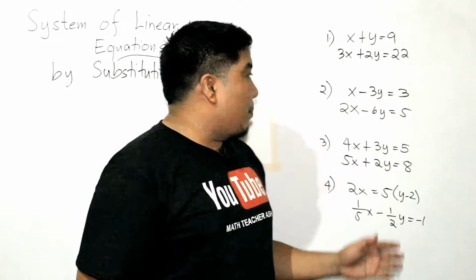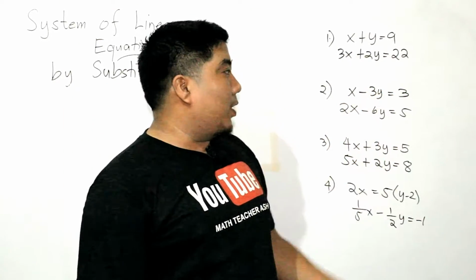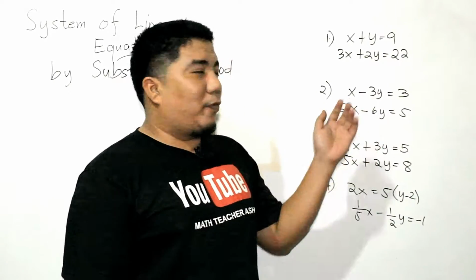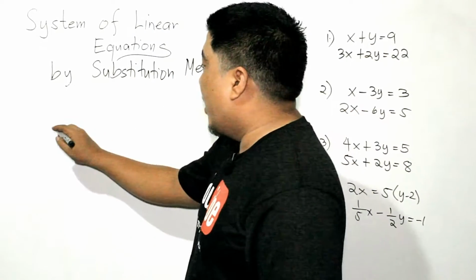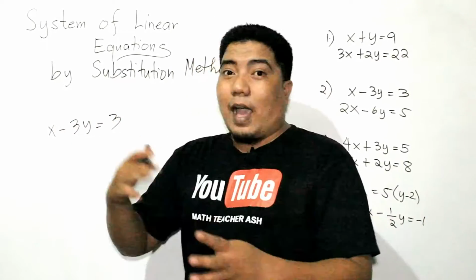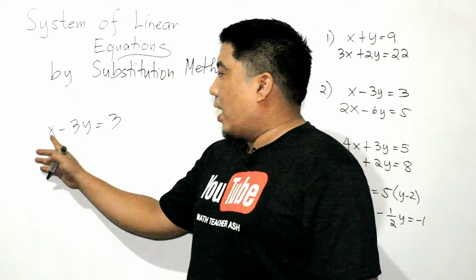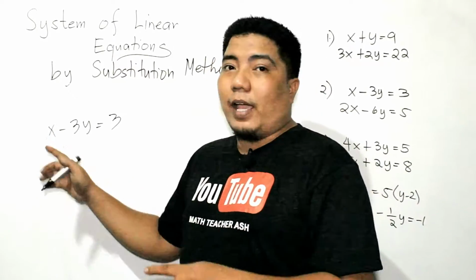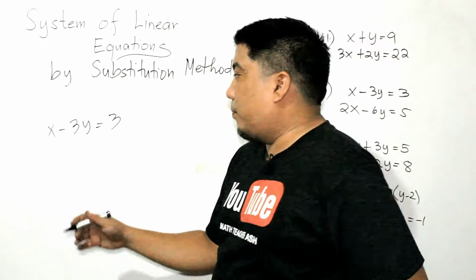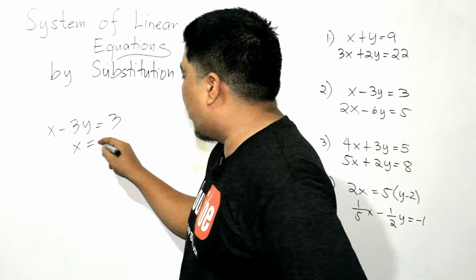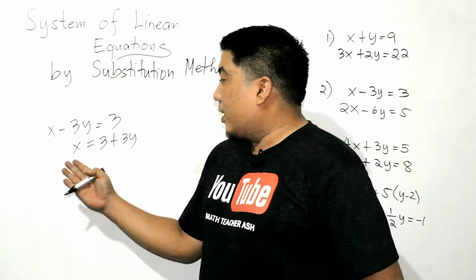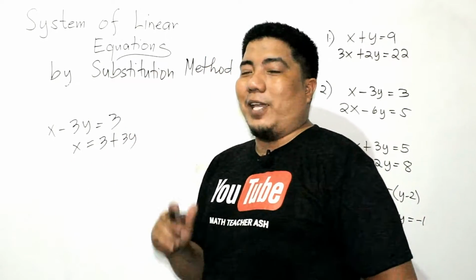For our second example, we have x minus 3y is equal to 3, and we have 2x minus 6y is equal to 5. So first, I will use my first equation, x minus 3y is equal to 3. I will derive one value. I will still use my x because x here doesn't have any coefficient other than 1. So transposing gives 3 plus 3y. So now, the value of my x is 3 plus 3y.